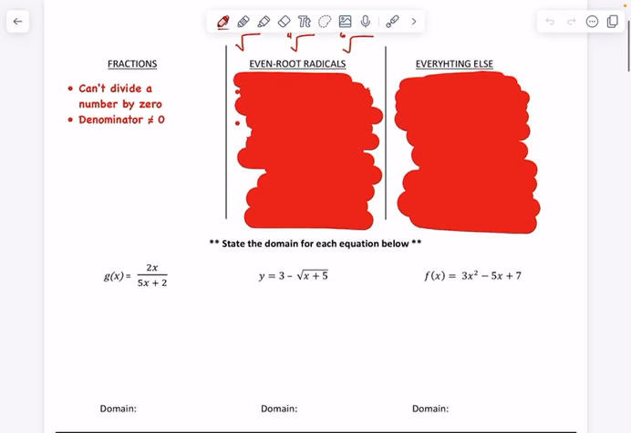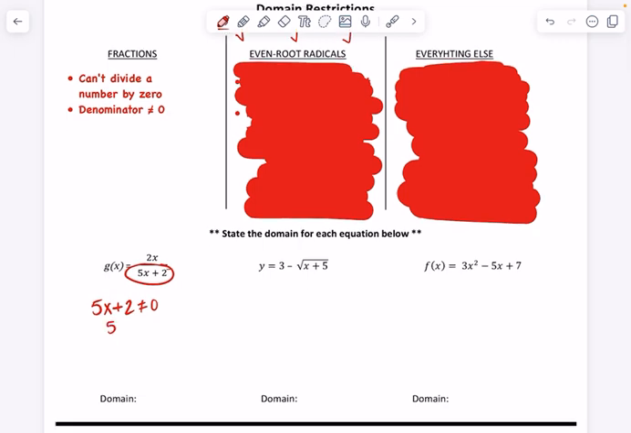So for your domain restrictions, we're going to write it in interval notation. But all we're worried about is that denominator of 5x plus 2 cannot equal 0. So we're just going to solve for x and be like, oh, okay, x can't be this. So we're going to subtract the 2 over. Divide by 5. X can't equal negative 2/5. So that is the restriction, like x can't equal that.